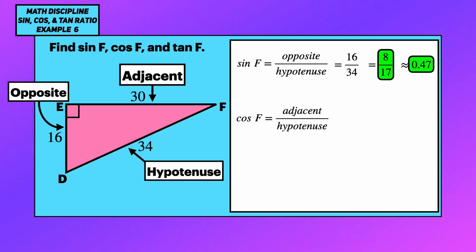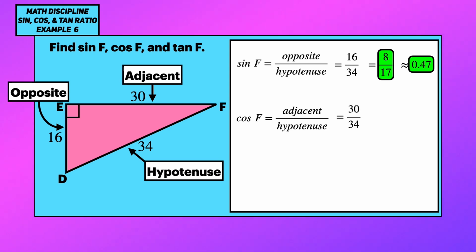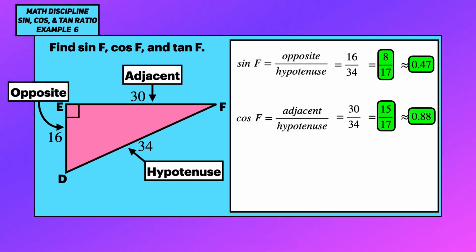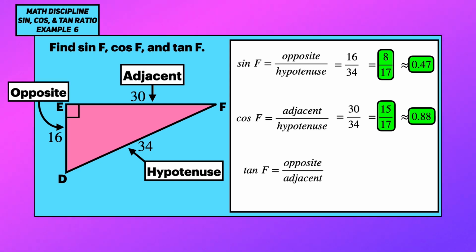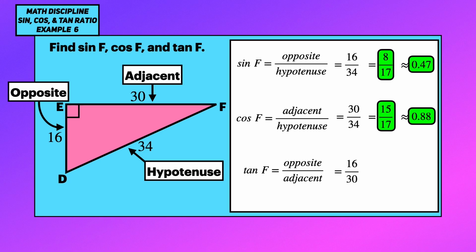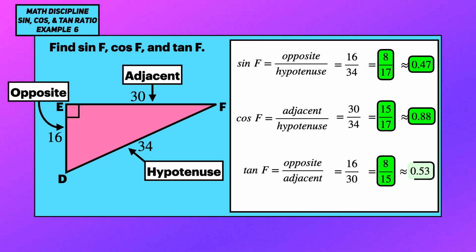For the cosine of F, we divide the adjacent side by the hypotenuse, which gives us 30 over 34. We simplify it by dividing our numerator and denominator by 2, which gives us our simplified answer in fraction form, 15 over 17. We divide 15 by 17 to get our answer in decimal form, which is approximately 0.88. For the tangent of F, we divide the opposite side by the adjacent side, which is 16 over 30. We simplify by dividing by 2, which gives us 8 over 15. We divide 8 by 15 to get our answer in decimal form, which is approximately 0.53.